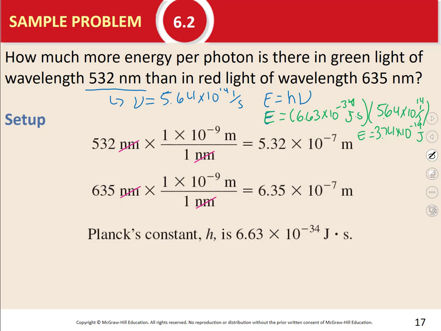Now go ahead and do the same thing for the red light, the 635 nanometers. Convert that to frequency and then convert it to energy. Let's see what you get. And they've gone ahead and converted those nanometers to meters for you.